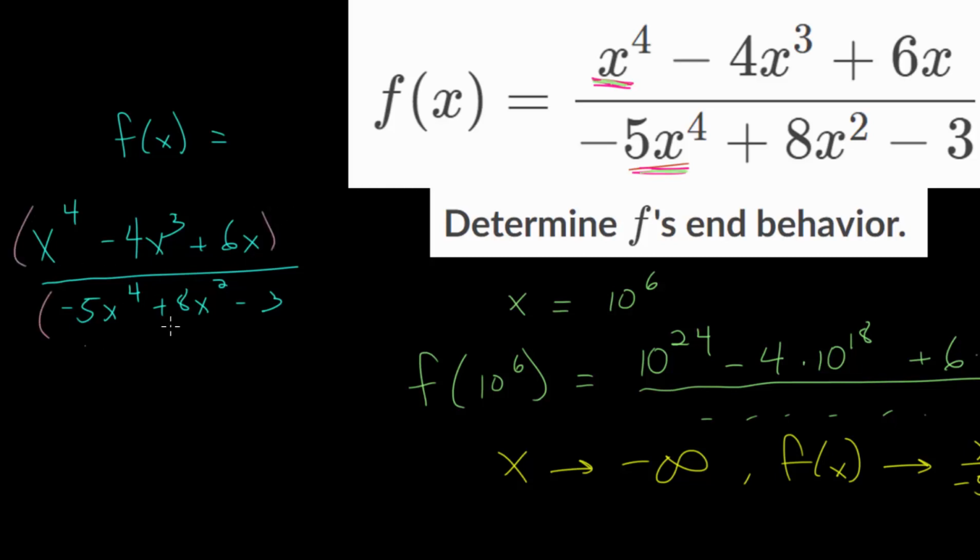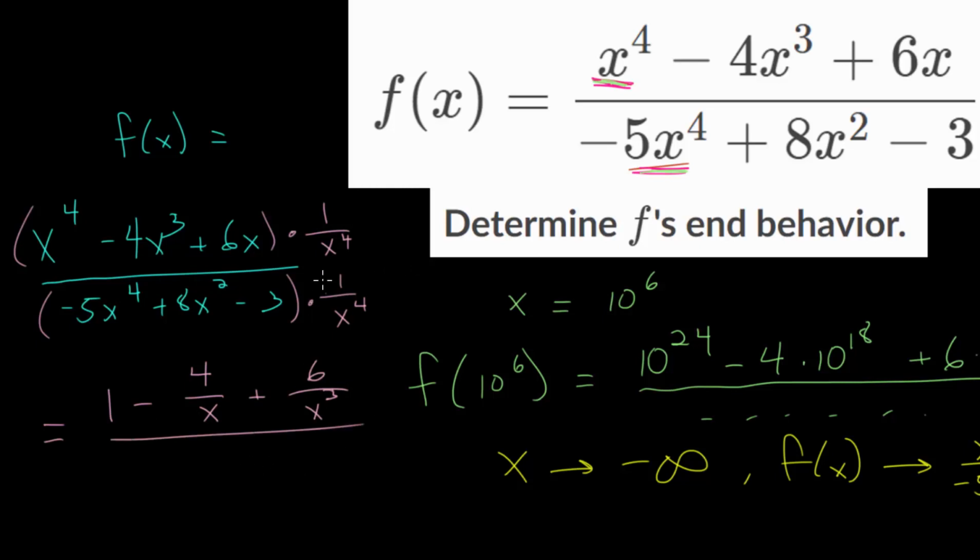We can manipulate this algebraically. And what we can do is multiply the top and the bottom by 1 over x to the fourth, or whatever the highest power term is in either of these. And we'll do the same in the bottom. We'll multiply by 1 over x to the fourth. And really, since we're multiplying the top and the bottom by the same number, we're multiplying the overall expression by 1, so we're not changing anything. And when we distribute, this just becomes a 1. We get minus 4 over x plus 6 over x to the third power. And for the denominator, we'll get minus 5 plus 8 over x squared minus 3 over x to the fourth.